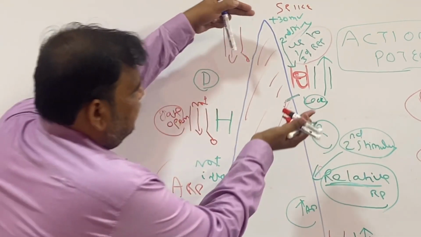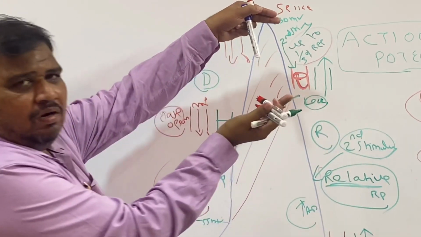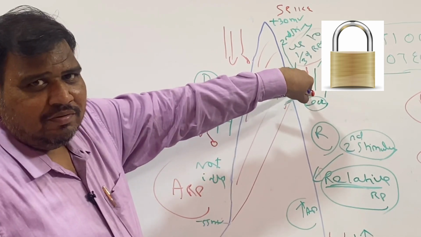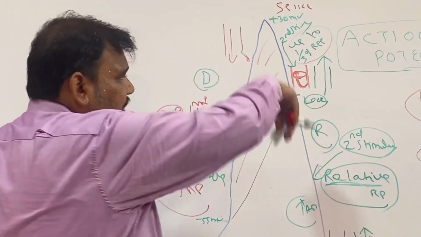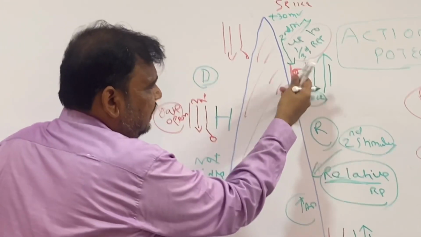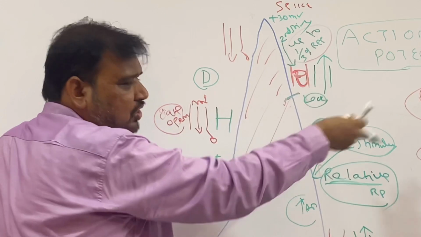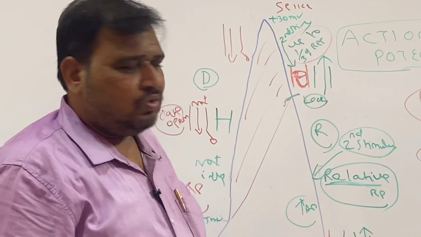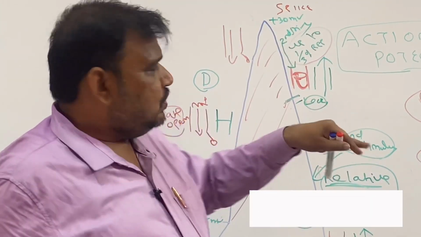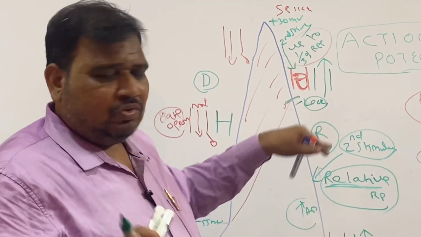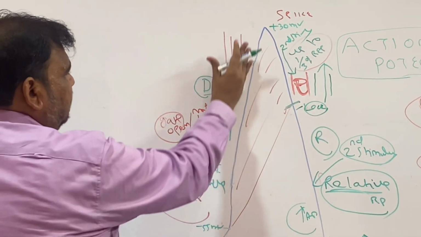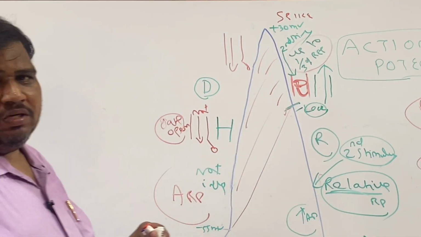Clear? In the first 1/3 of the repolarization phase, see the condition of the sodium gate. It is locked. So again, if I give the second stimulus, sodium influx is not going to occur, because you can see here, the inactivation gate has come and locked it. So this has to open, then only sodium influx can occur. Here the sodium gate is locked, so sodium influx cannot occur. So the absolute refractive period is from the depolarization phase up to 1/3 of the repolarization phase.